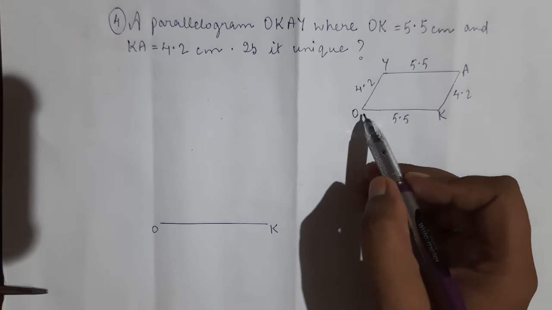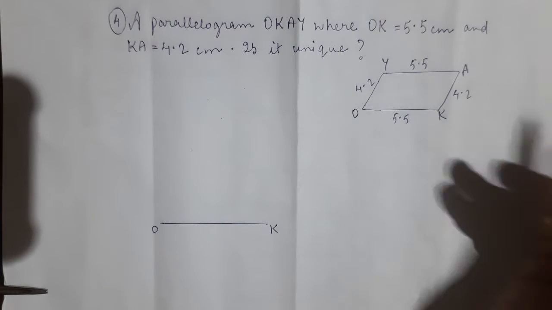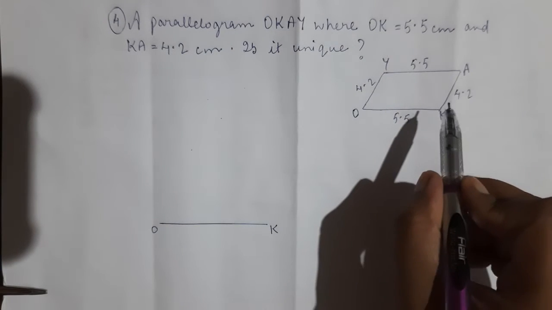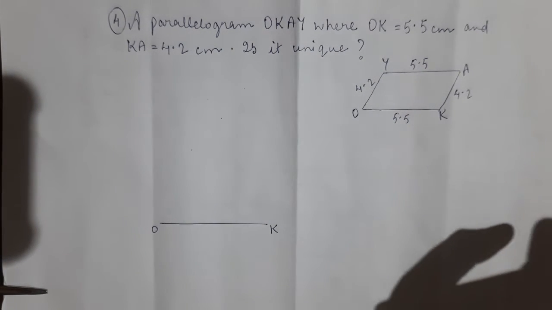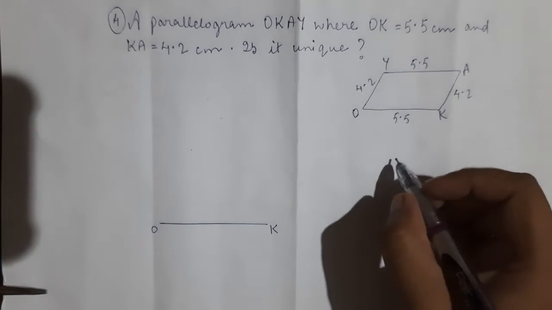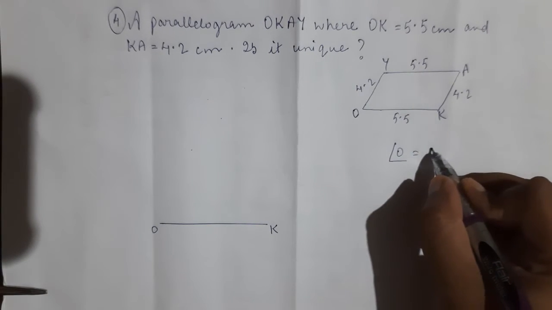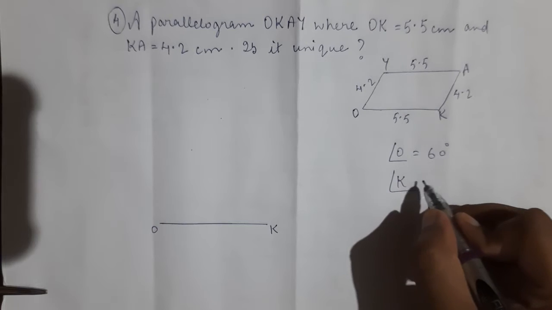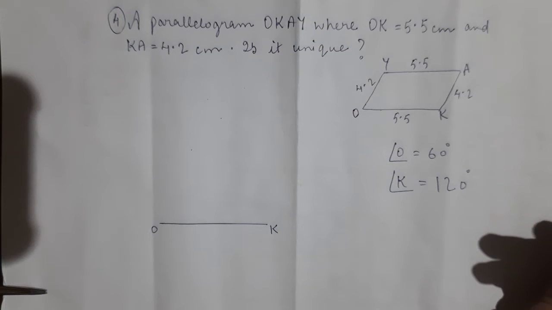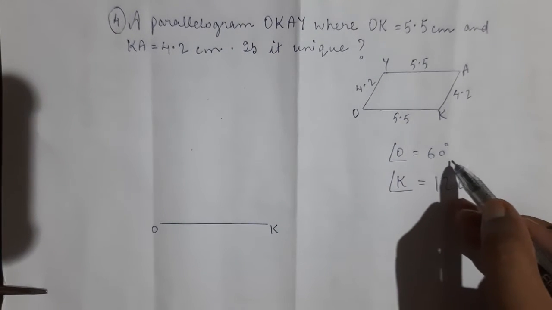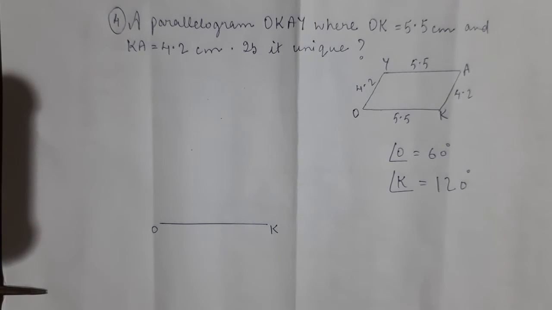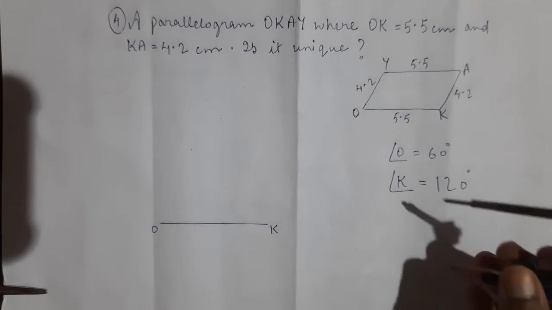We can take 100 degree, 80 degree, like that. 70 degree, 110 degree, any combination we can take. So children, let us take 60 degree, 120 degree. Angle O let us take 60 degree and angle K let us take 120 degree. So when you add up, it is 180 degree, right? We have taken 60 and 120 because these two angles are standard angles and are very easy to draw.